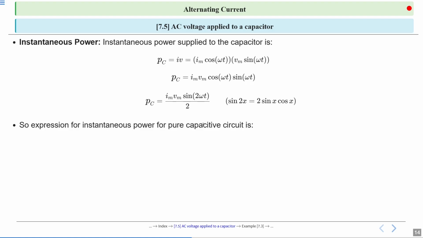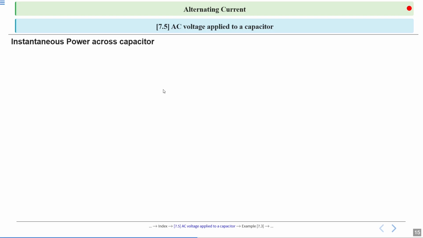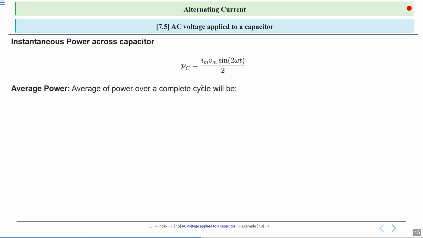So the expression for instantaneous power for a pure capacitive circuit is PC equals Im Vm sin 2 omega t upon 2. Mark it as equation 7.19. Now we'll take the average power over a complete cycle. So the average of this PC will be equal to Im Vm upon 2 times the average of sin 2 omega t.